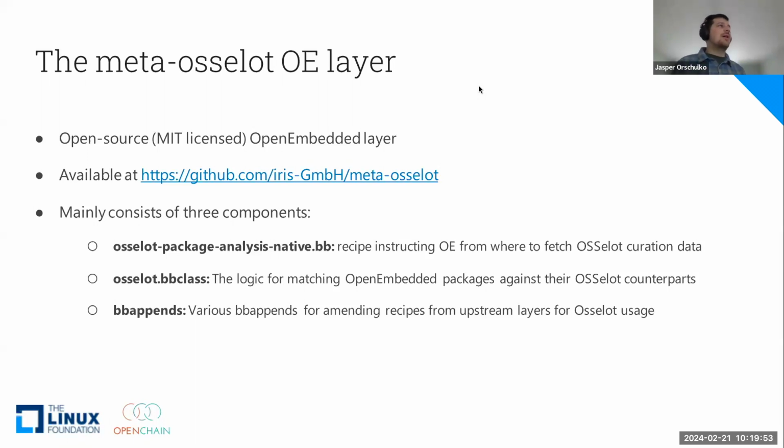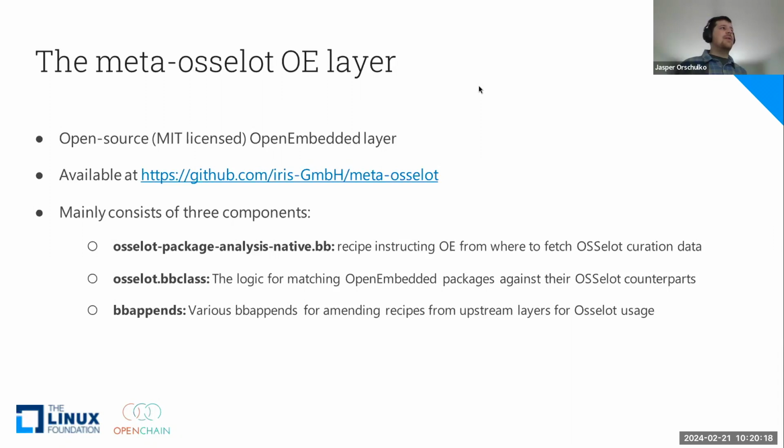Yeah, so this layer that we wrote is available on GitHub, at github.com, rs GmbH, and meta-osselot. And mainly it consists of 3 components. The first component is a recipe that instructs OpenEmbedded from where to fetch the curation data from OSSelot.